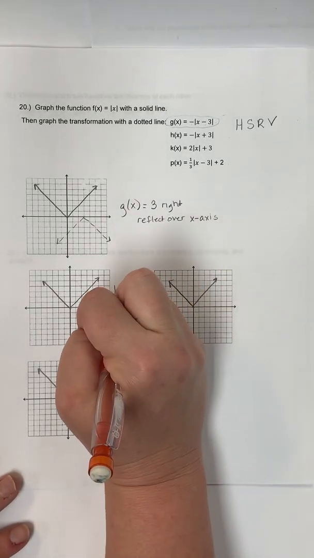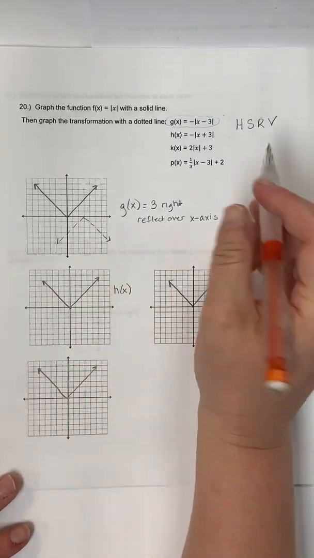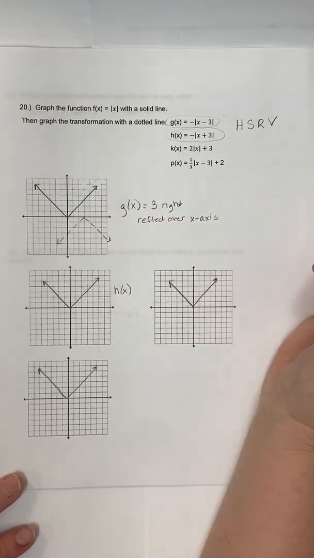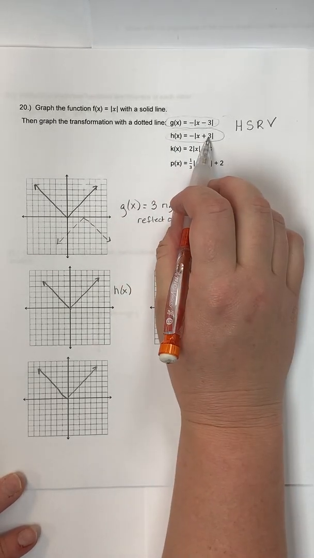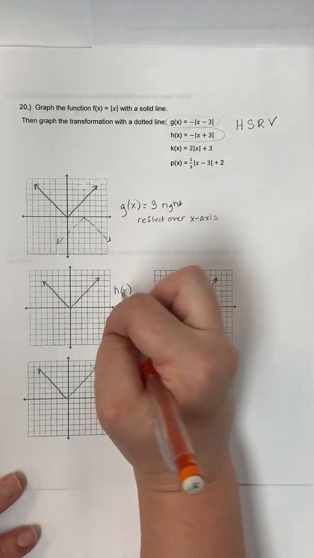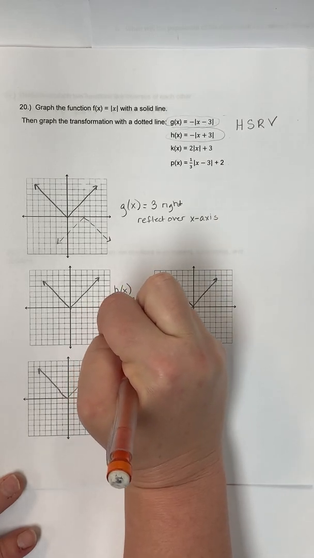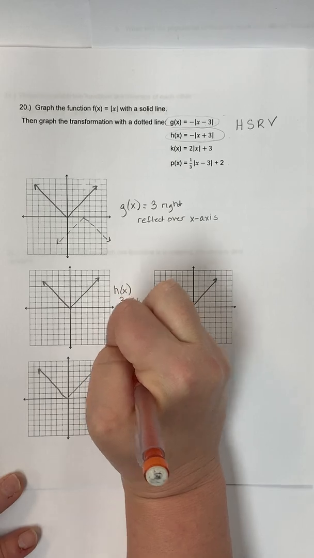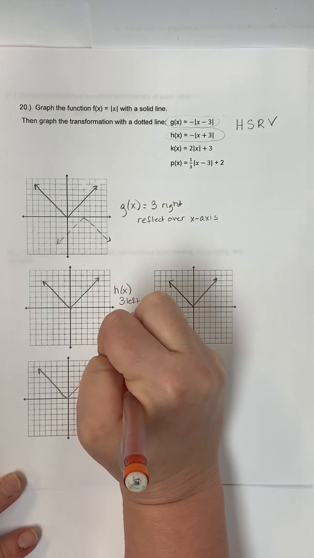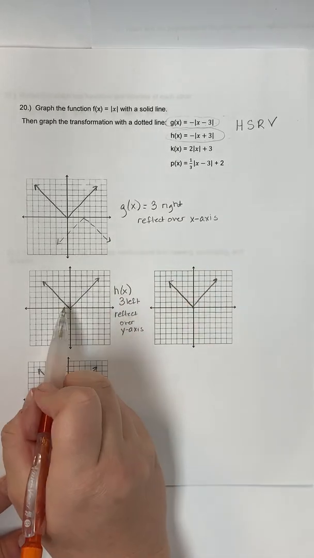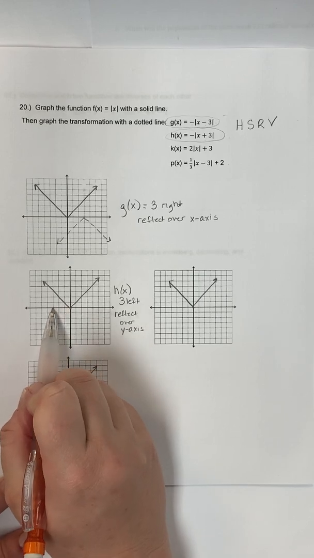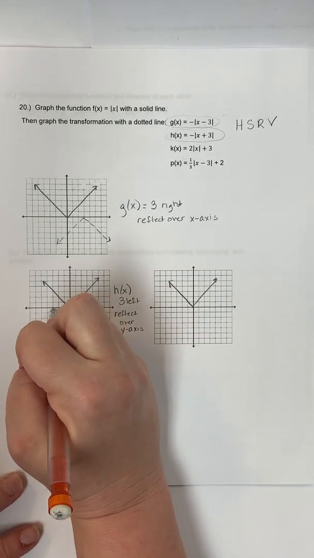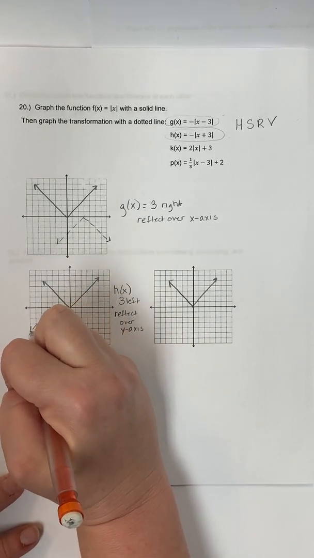Let's try h of x. This might be the version you have. We're still going 3 horizontally, but now we're going 3 left. And that negative says reflect over your y-axis. So now we're going 1, 2, 3 to the left, and we are reflecting down.